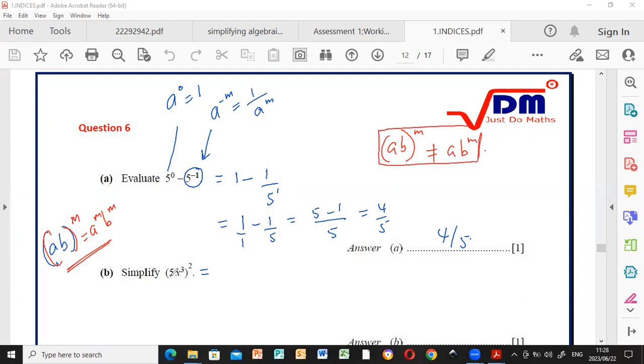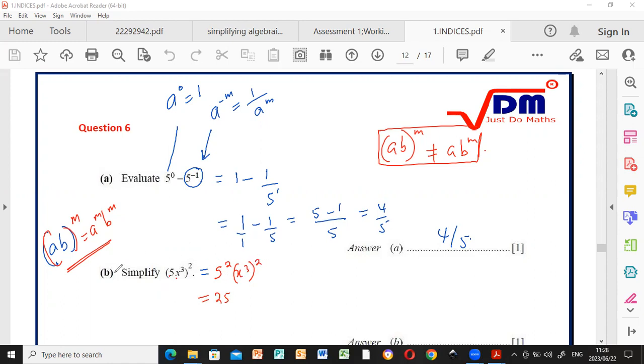So here we've got 5, which is multiplying with x cubed, and everything is raised to the power of 2. So we need to raise each number to that power. So this is the same as 5 to the power of 2, and then x to the power of 3, to the power of 2. So what is 5 to the power of 2? 5 times 5, we get 25. And what is x to the power of 3 to the power of 2?